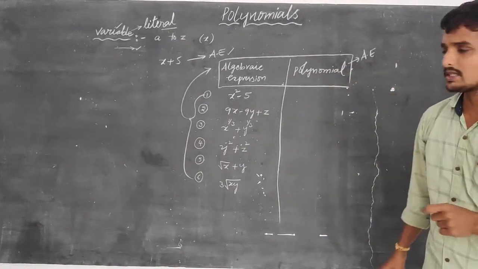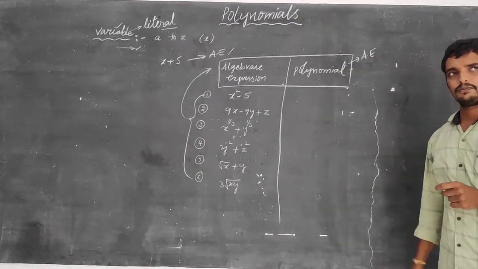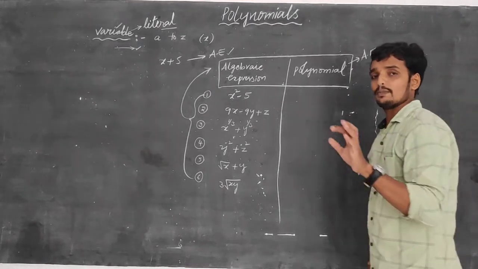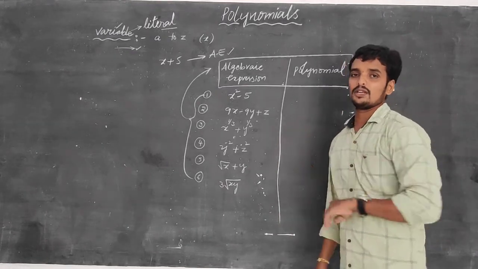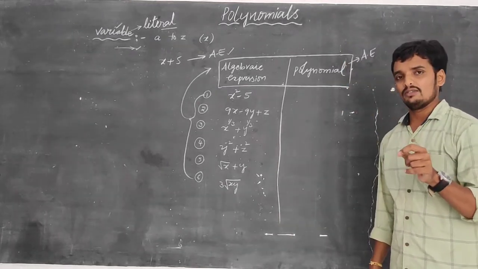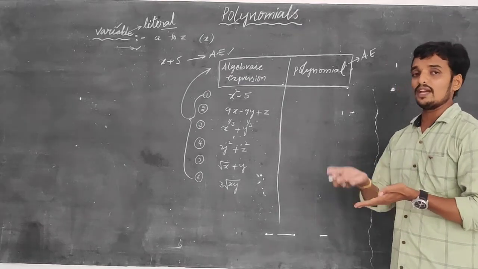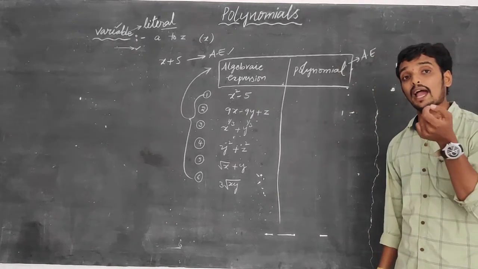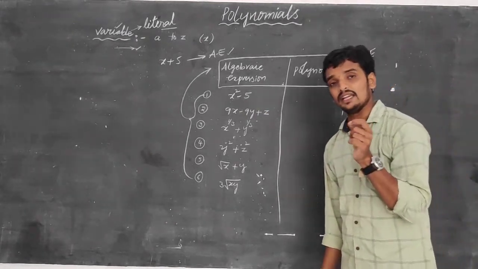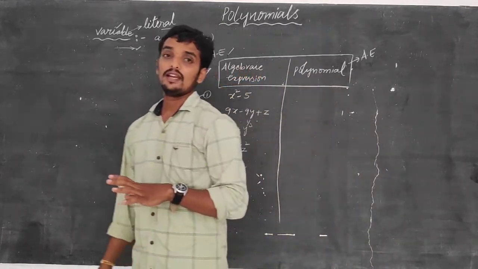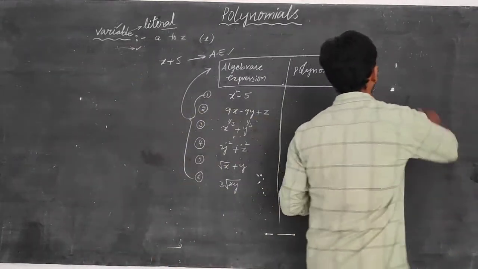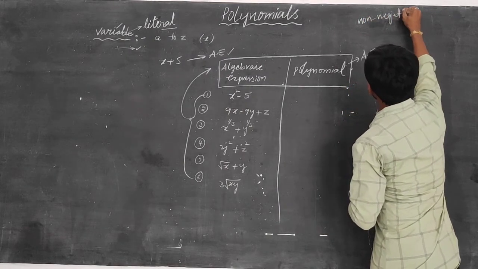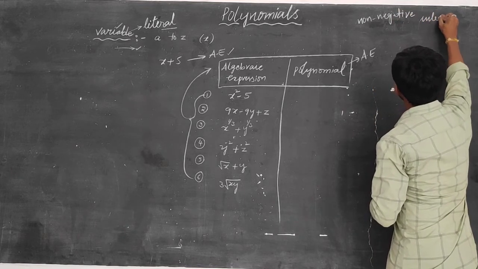The definition of the polynomial is an algebraic expression. So undoubtedly, no doubt at all, a polynomial is an algebraic expression. In that algebraic expression, variables are involved, meaning an algebraic expression has variables involved. Many variables are there, having powers that are non-negative integrals. The words we have to focus on are non-negative integral powers.